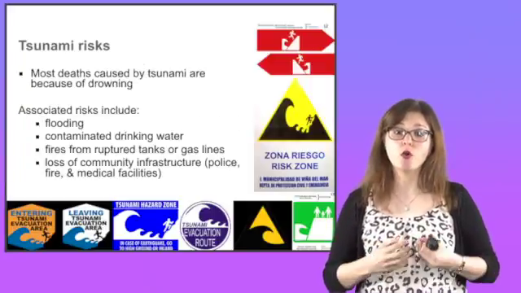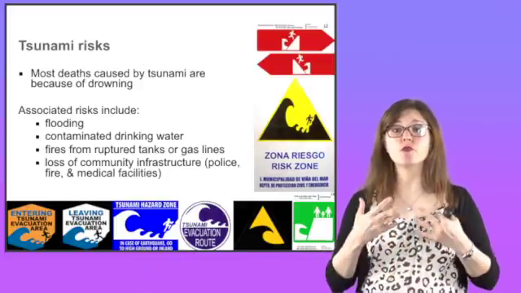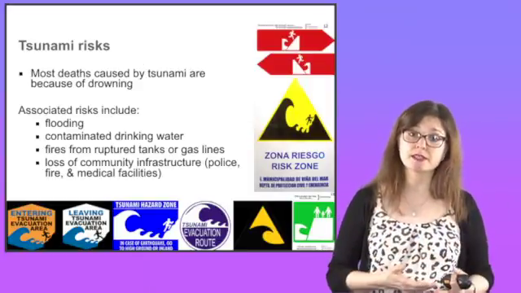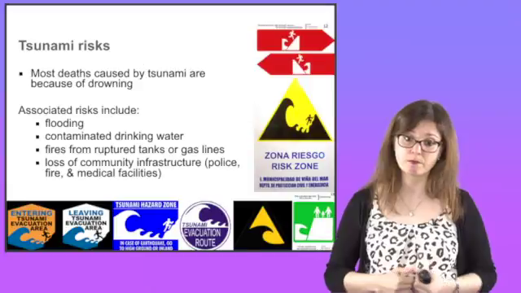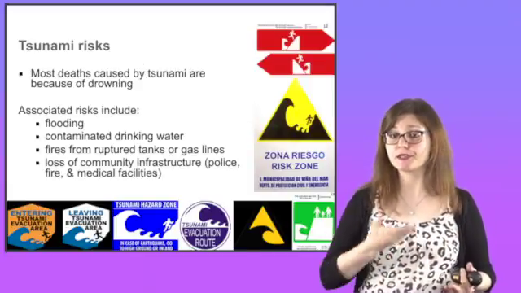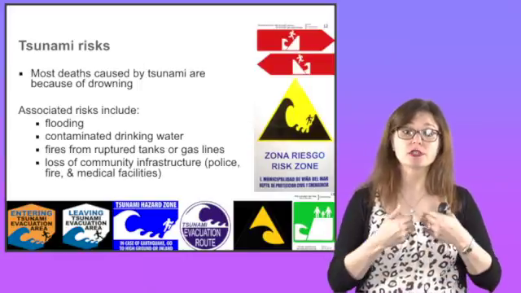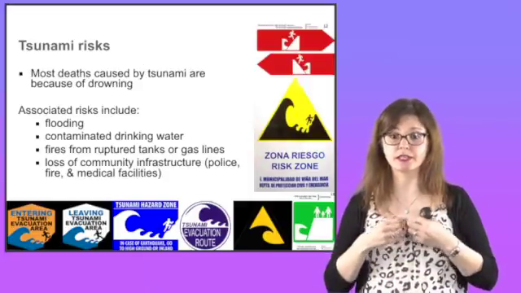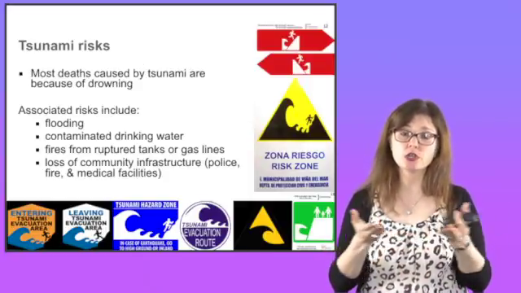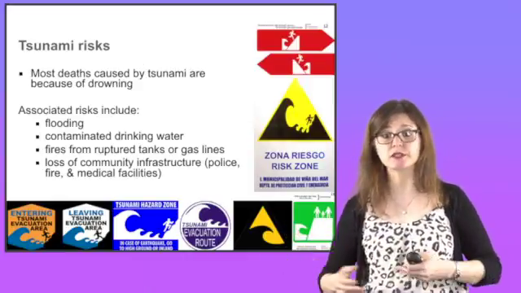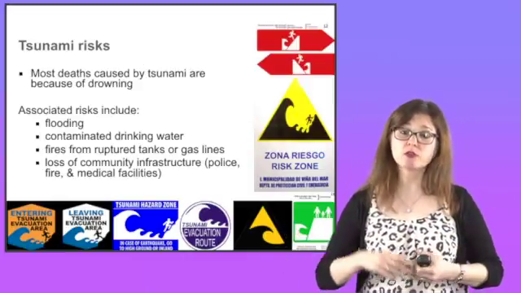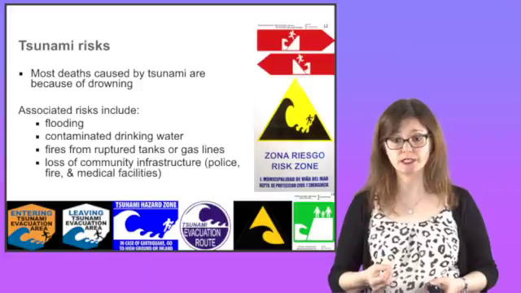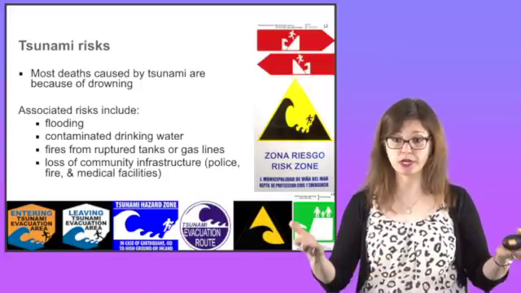So ultimately, what we want to do is reduce the risks from tsunamis. Now, most deaths that we see in tsunamis are a result of drowning. And this is because most of the hazards that we see from tsunamis are flooding, but we also get contamination of drinking water, we also get fires from tanks and gas lines, and we also see a huge loss of critical infrastructure such as bridges and roadways, and also key facilities such as those of police to keep order, but also importantly medical facilities to deal with the injured populations.